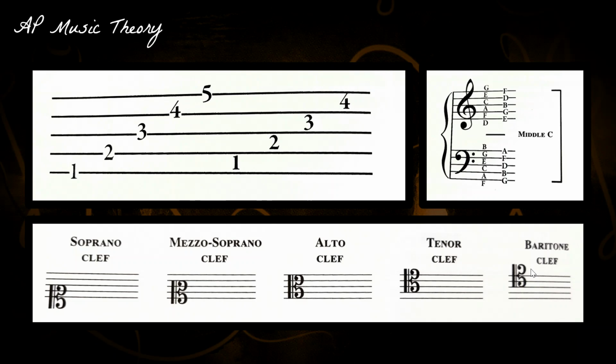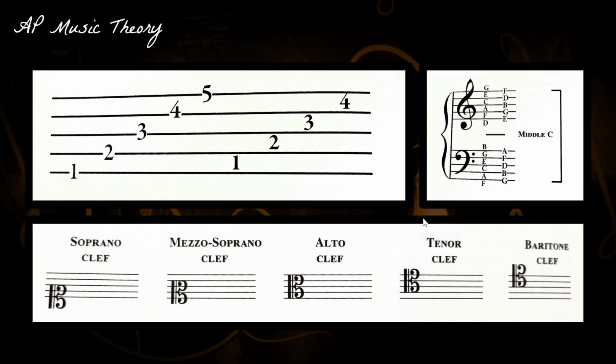The alto and tenor clefs are still used today by some instruments. The viola plays in alto clef and the bassoon and trombone frequently use tenor clef. Both of these clefs are utilized in AP questions. So we have the alto clef in the middle here. When the C clef is placed on the third line of the staff, it becomes an alto clef. The third line of the staff is middle C, or C4.